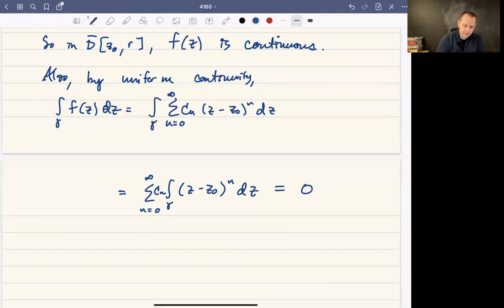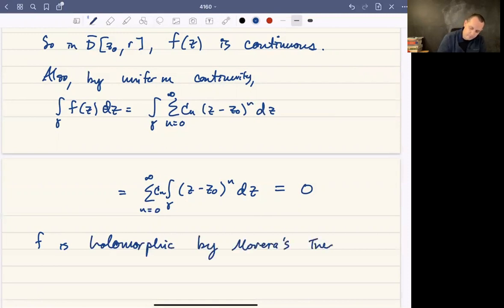And therefore, by Morera's theorem, f is holomorphic. Okay, so that's how all of those pieces fit together. So f is holomorphic by Morera's theorem. Okay, so that's the first big piece of this section: if you have a power series, then it turns out that a power series is always going to be holomorphic inside its radius of convergence.